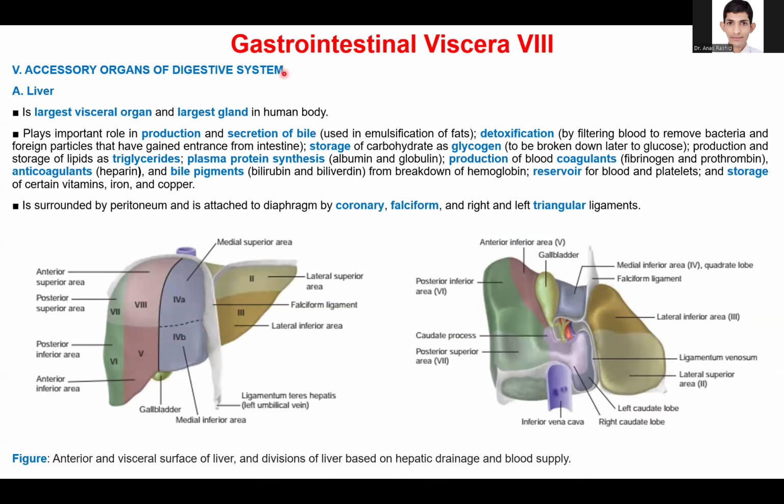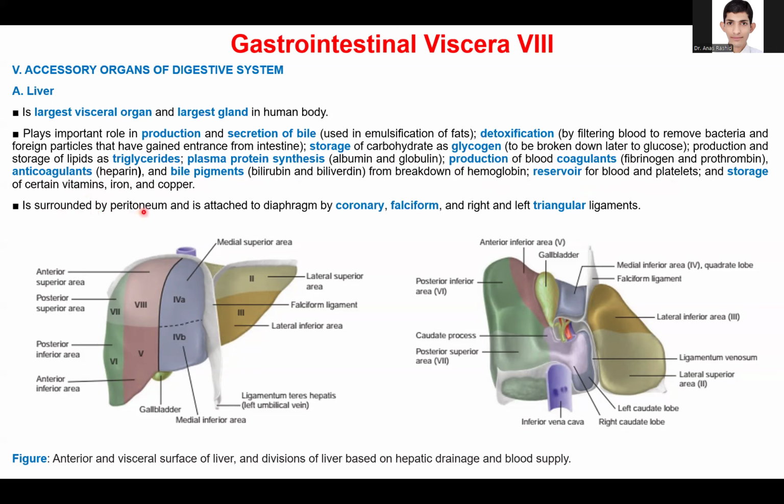Accessory organs of the digestive system include the liver, which is the largest visceral organ and largest gland in the human body. It plays an important role in production and secretion of bile, used in emulsification of fats; detoxification by filtering blood to remove bacteria and foreign particles that have gained entrance from the intestine; storage of carbohydrates as glycogen to be broken down later to glucose; production and storage of lipids as triglycerides; plasma protein synthesis, albumin and globulin; production of blood coagulants, fibrinogen and prothrombin; anticoagulants, heparin; bile pigments, bilirubin and biliverdin, from breakdown of hemoglobin; reservoir of blood and platelets; and storage of certain vitamins, iron, and copper.